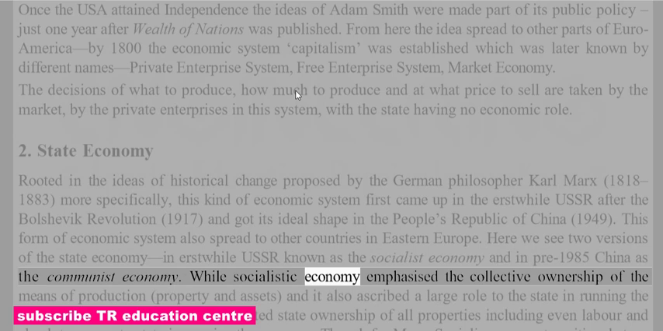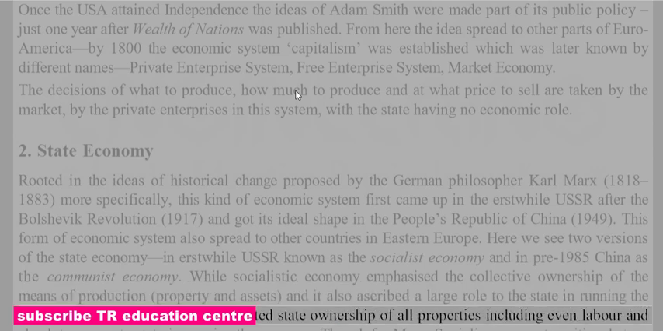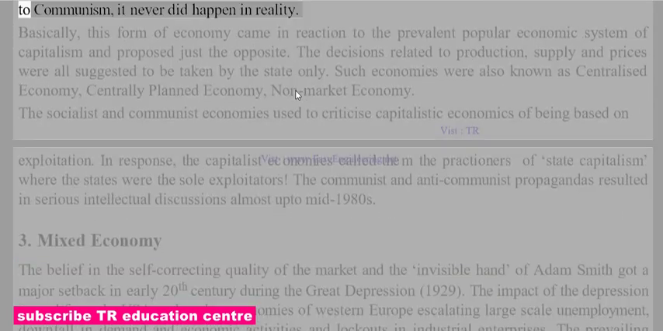While Socialistic Economy emphasized the collective ownership of the means of production, property and assets, and it also ascribed a large role to the state in running the economy, Communist Economy advocated state ownership of all properties including even labor and absolute power to state in running the economy. Though for Marx, socialism was a transitional stage to communism, it never did happen in reality.